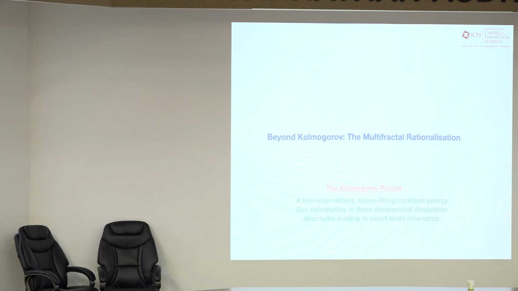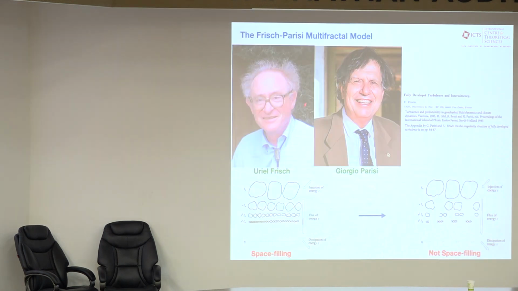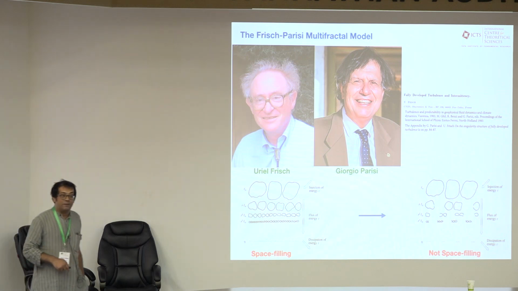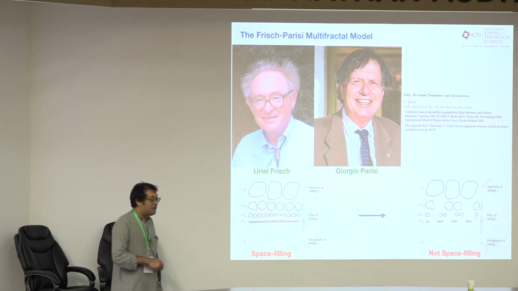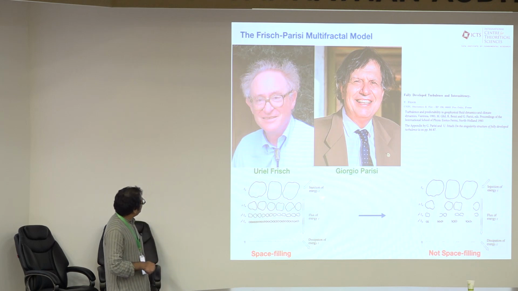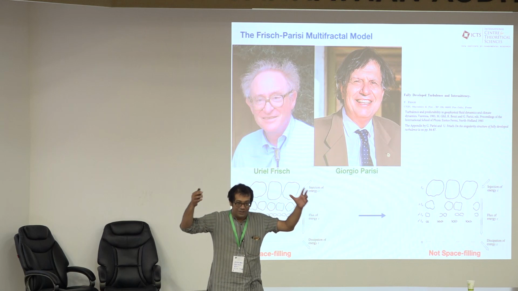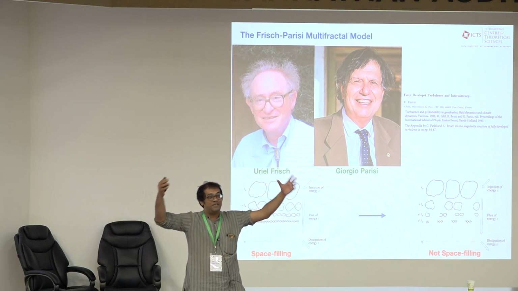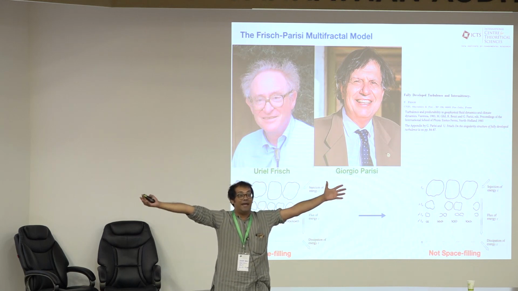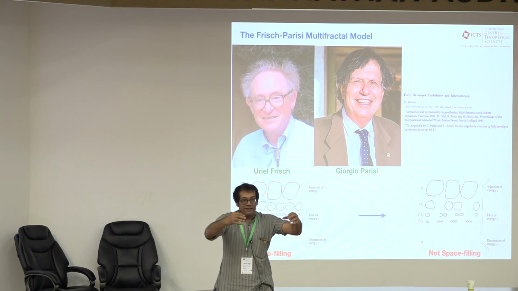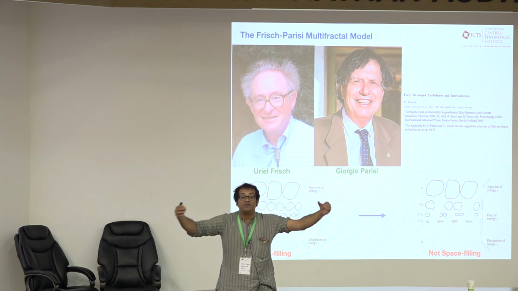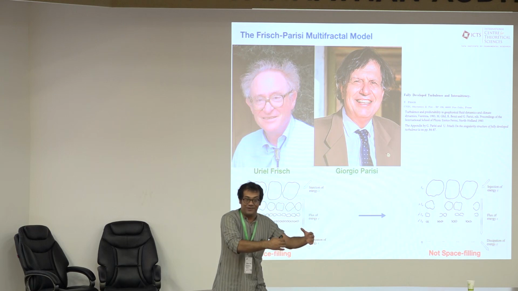And this goes back to the ideas of the multifractal rationalization, which was introduced by Frisch and Parisi in the mid-80s. The physical picture is essentially the following. You had the Richardson picture, which was space filling. You had a big eddy of energy, and that eddy breaks down into smaller and smaller segments, which are still space filling.